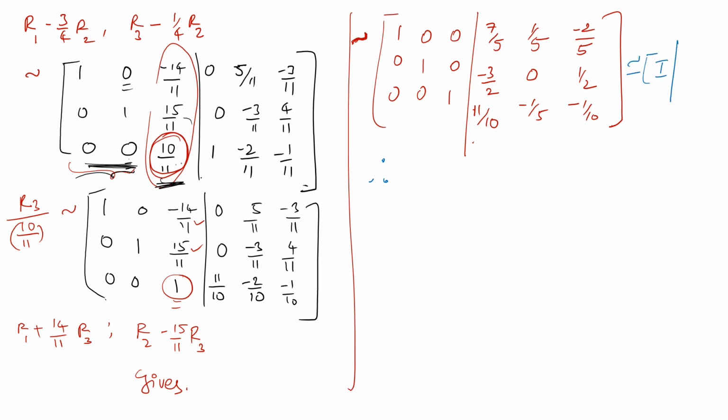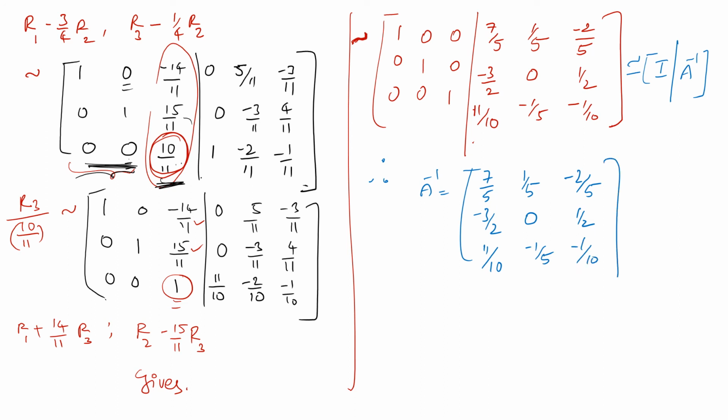Lastly, therefore, what is this matrix, this structure? This is I, A inverse. Therefore, what is A inverse equal to? The same matrix with or without partial pivoting. The answer must be the same. Always remember, A inverse is always unique. If you get different answers, it means there is a mistake. 11 by 10, minus 1 by 5, minus 1 by 10. This is A inverse with and without partial pivoting. Okay.